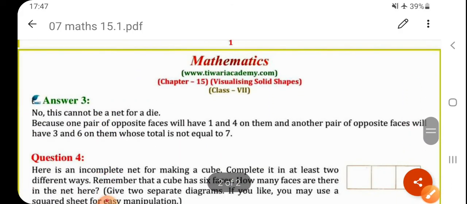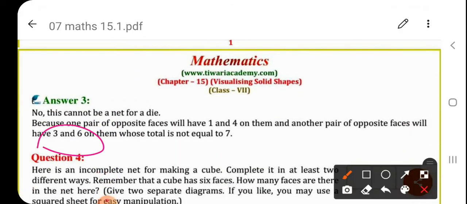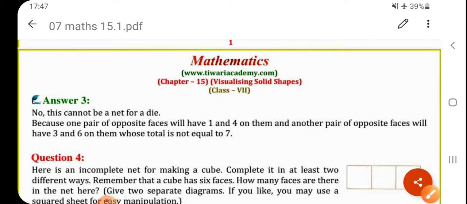Then here it will be given. See 6 plus 3, then 1 plus 4. Okay, so this cannot be the net for a die. Why? Because one pair of opposite faces will have 1 and 4 on them. Another pair of opposite faces will have 3 and 6 on them, whose total is not equal to 7.